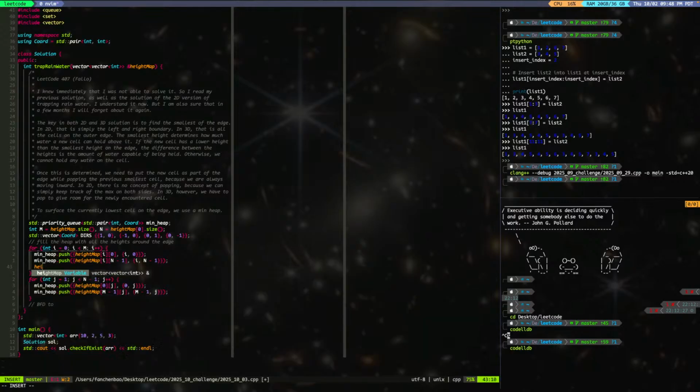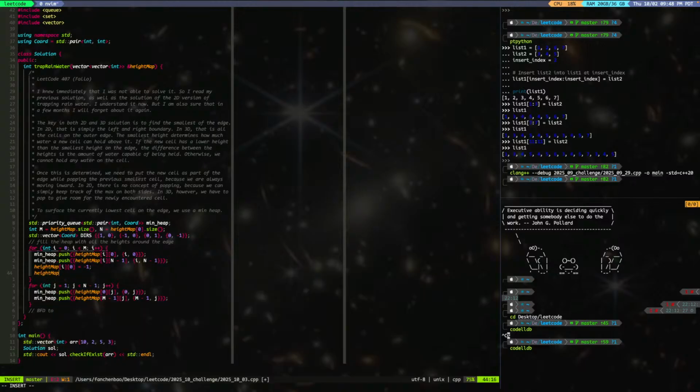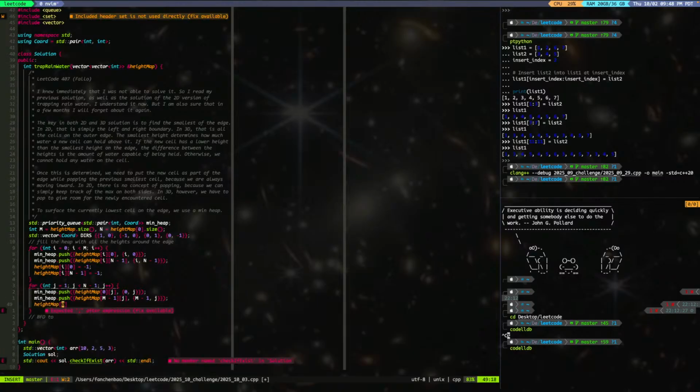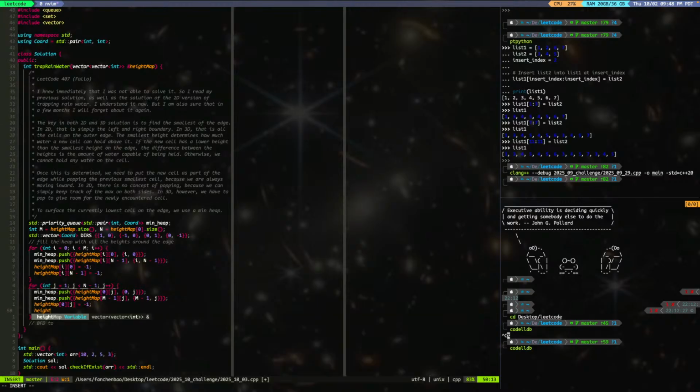So height map I0 equal to -1, visited. I, n-1 equal to -1. J, this also equal to -1.